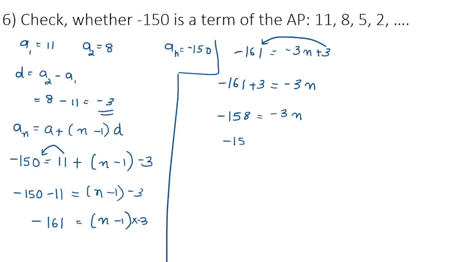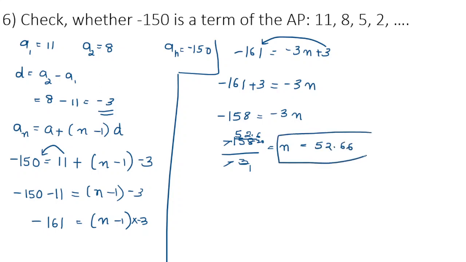Now minus 158 divided by minus 3 is equal to n. Minus minus gets cancelled. 3 fives are 15, and 3 eights are 24, 2 remains, 6. So we are getting 52.66 something. And the position cannot be in decimal form, isn't it?